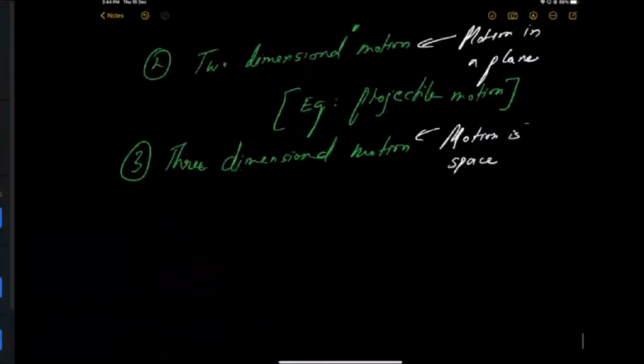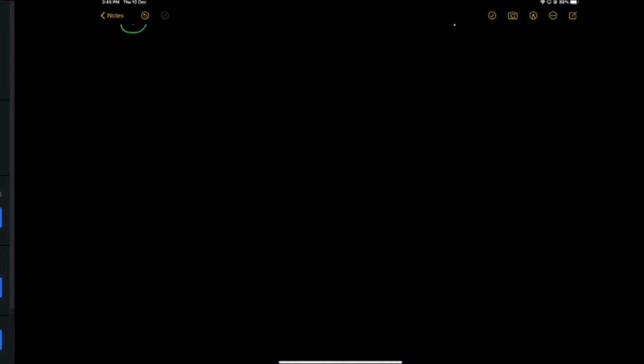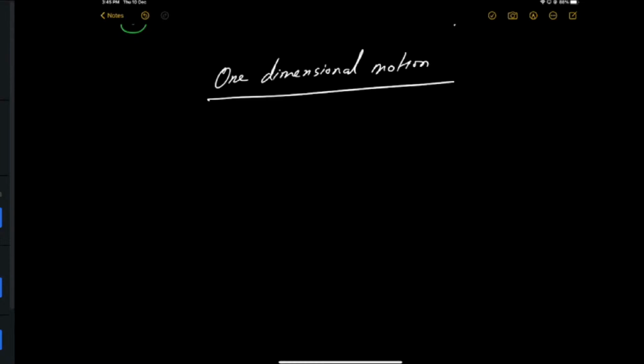Now let us talk about uniform and non-uniform motion. So let us stick to one-dimensional motion. In one-dimensional motion, we assume that the particle is moving in a straight line. So we forget about the second dimension and third dimension. Now we stick with this. Now there are two kinds of motion here. One is called uniform motion. The second is non-uniform motion. Very important.